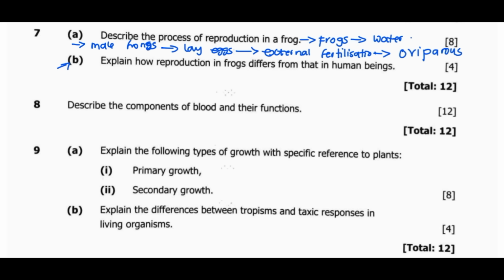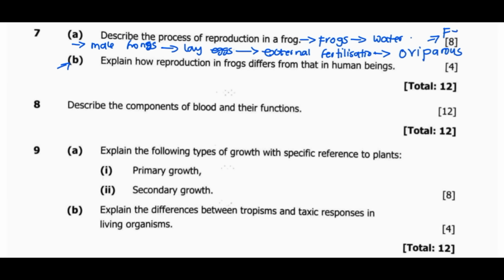So remember, the type of fertilization is external. Also, the hatching is also external. So oviparous has to do with the hatching that is taking place outside. External fertilization is dealing with the type of fertilization that is also taking place outside. So these are points that I can share with you on frog.